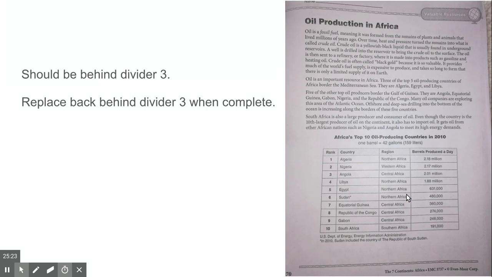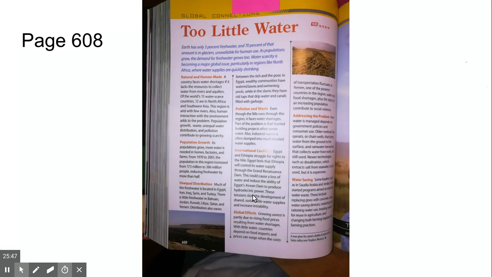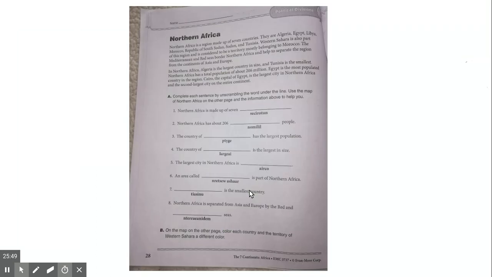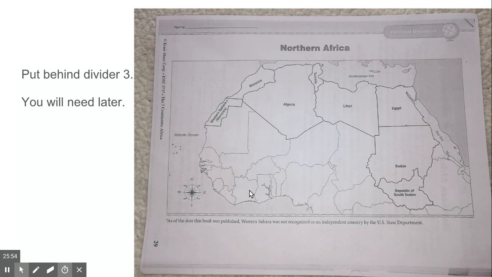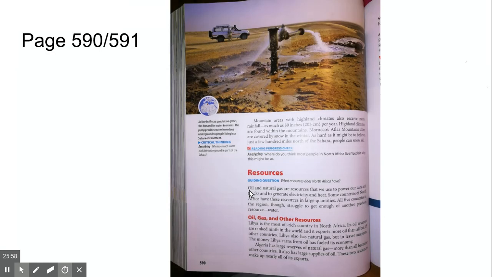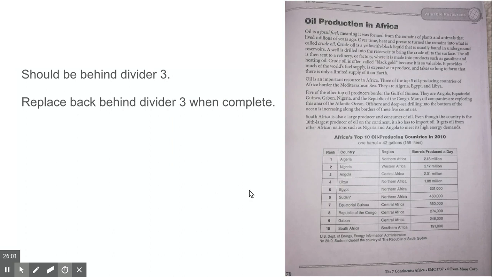If you were on, you might be on Wednesday before you're doing this lesson. If you already had this paper, it should be behind divider 3. If you had done this lesson before today, it should be behind divider 3. Okay, so don't think that you have to go get another one. This was the second page behind this one. This was the first page, and this is the second page in that packet.